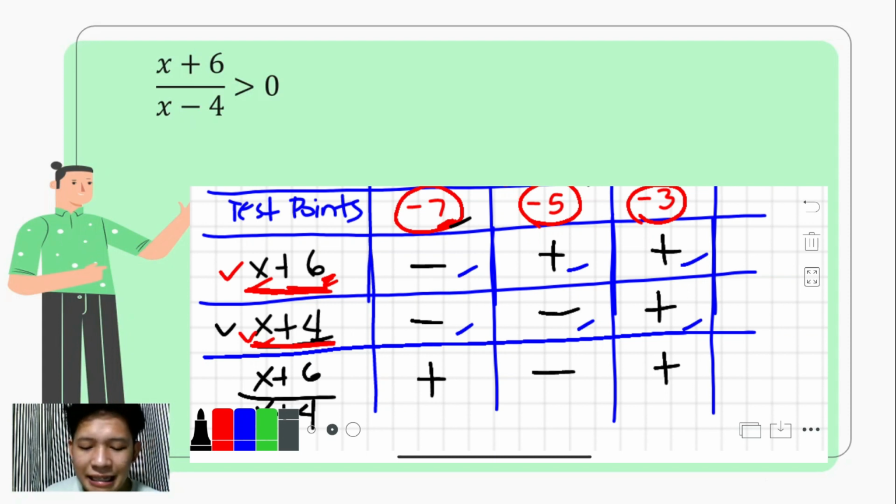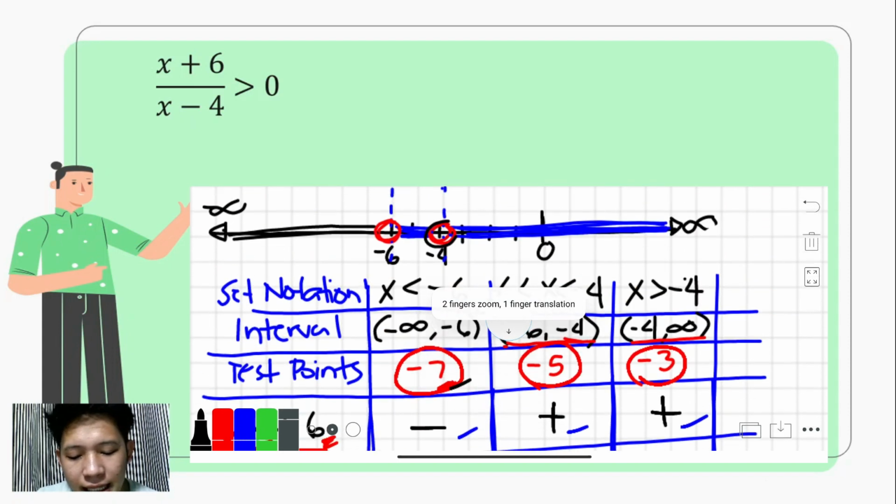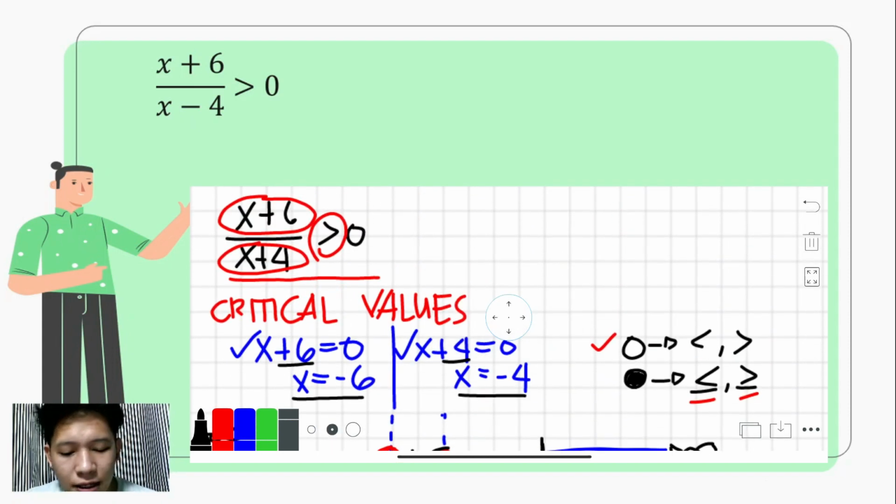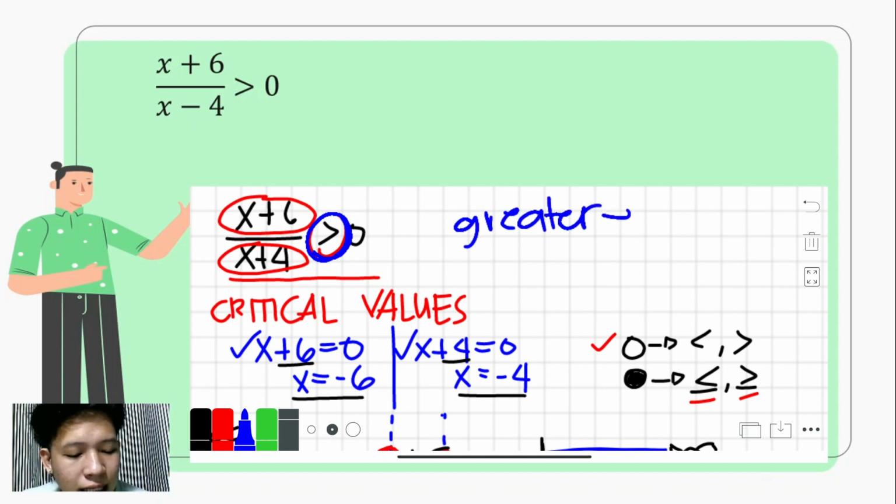And now, dito na po natatapos yung ating table of signs. But yet, we still do not have our solution. So, ano po ba yung magiging solution natin? So, balik po tayo dito kay ating single fraction. Ano po yung ating inequality symbol? This is actually greater than. At kapag greater than, kanino tayo papunta? Papunta tayo sa mga positive values.